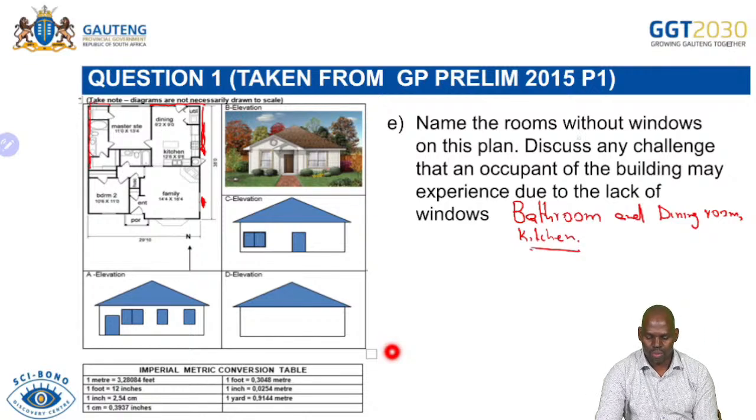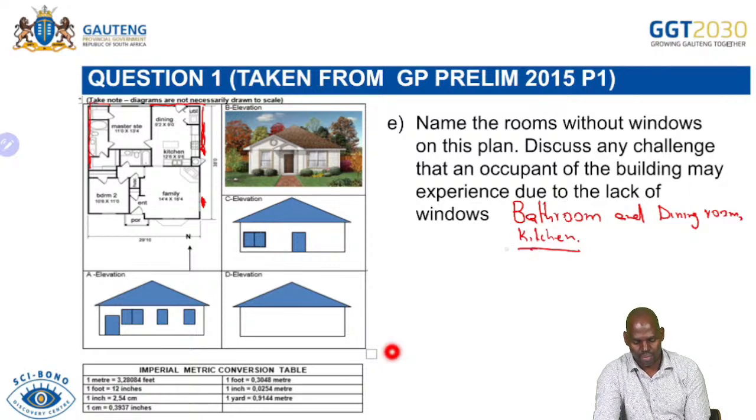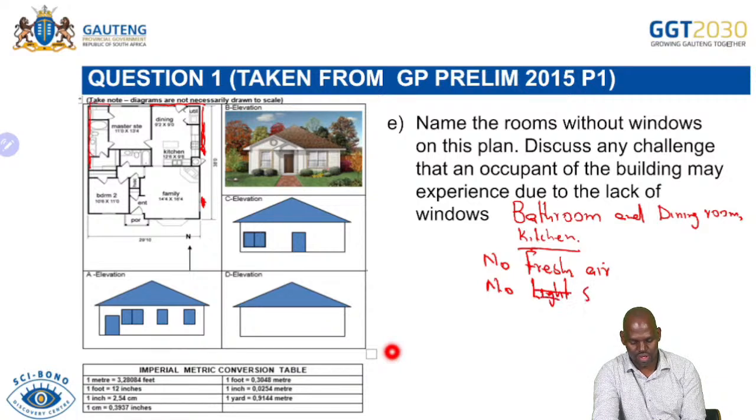So name the rooms without windows on this plan: these are the rooms that don't have windows. Discuss any challenge that an occupant of the building may experience. There won't be any fresh air, and the other possible reason is there won't be any sunlight during the day. No fresh air, no sunlight during the day.